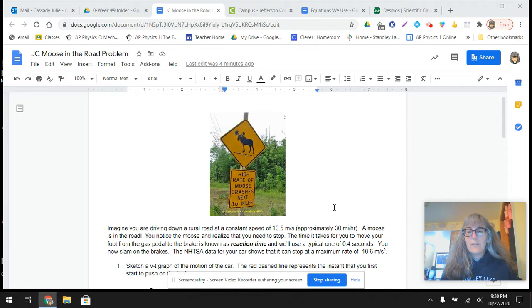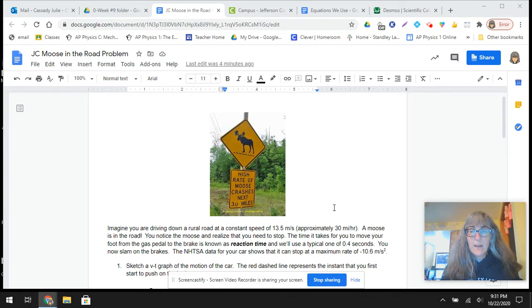For one, you have to realize that there's a moose and you need to stop, and that signal has to go from your brain down through your nervous system and into your foot so that your foot will get off the gas pedal and go onto the brake. Then, while that's happening, you're still moving down the road because you're traveling at 30 miles an hour and your foot is still on the gas pedal until you react. Once you react, you're going to then put your foot on the brake and then stop.